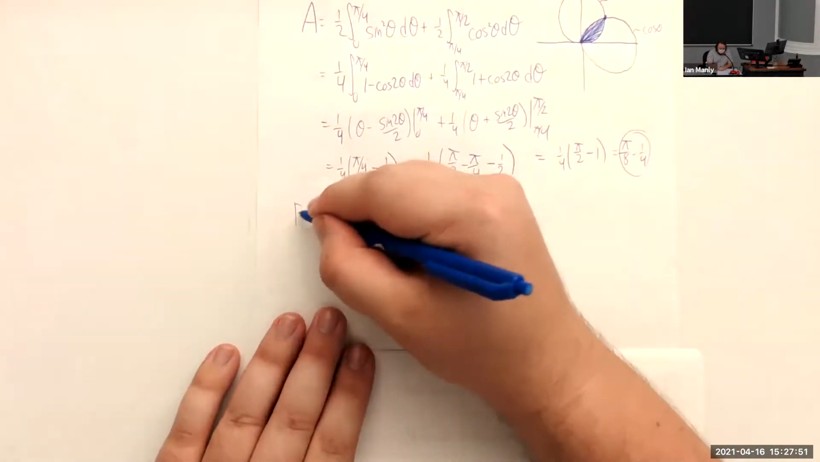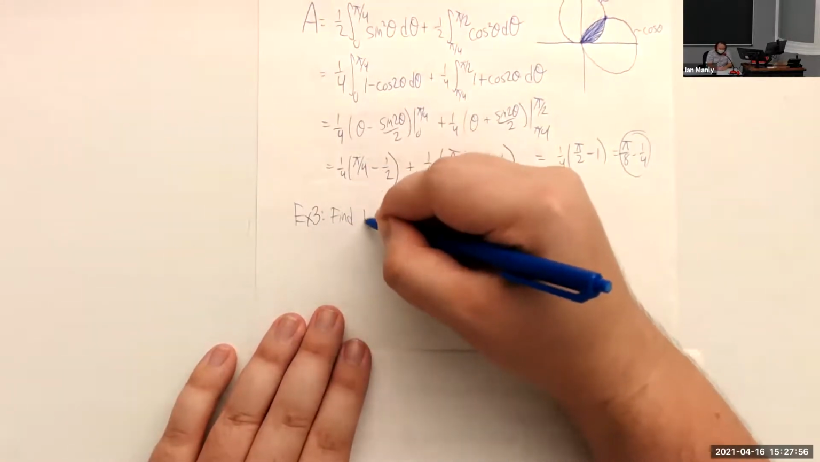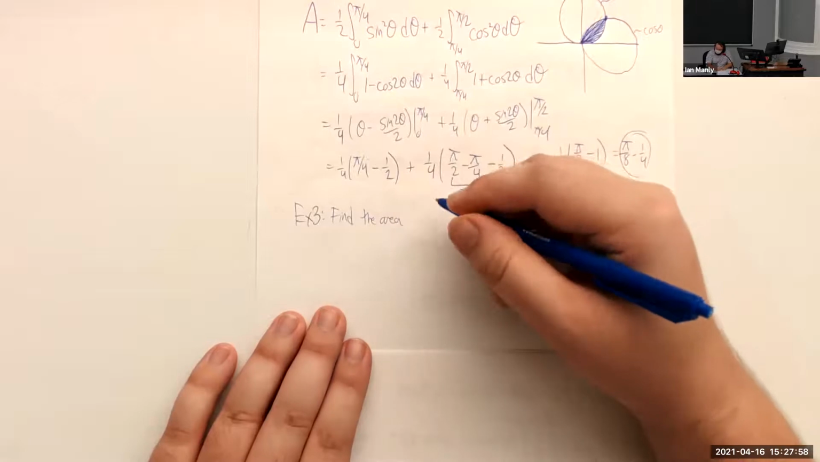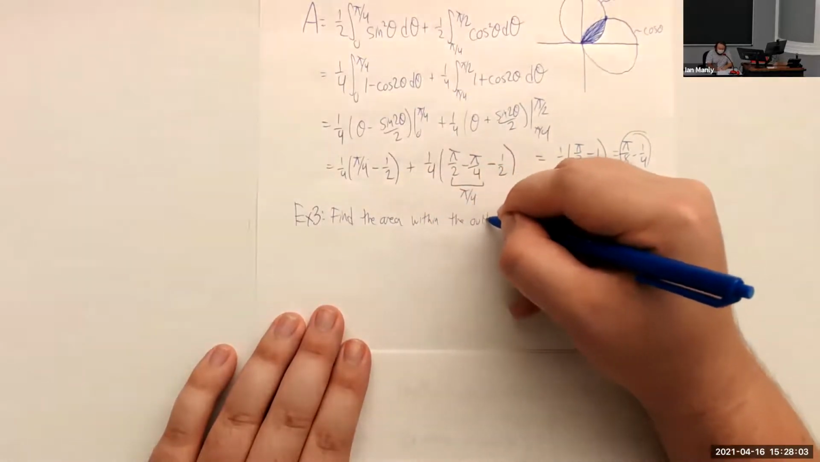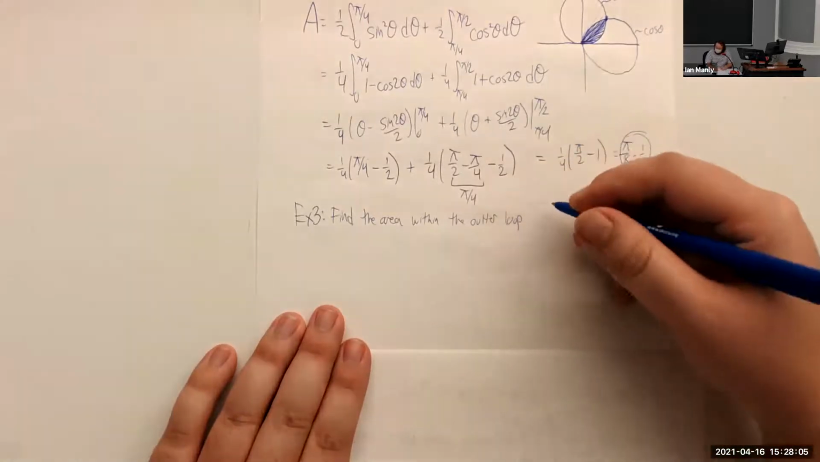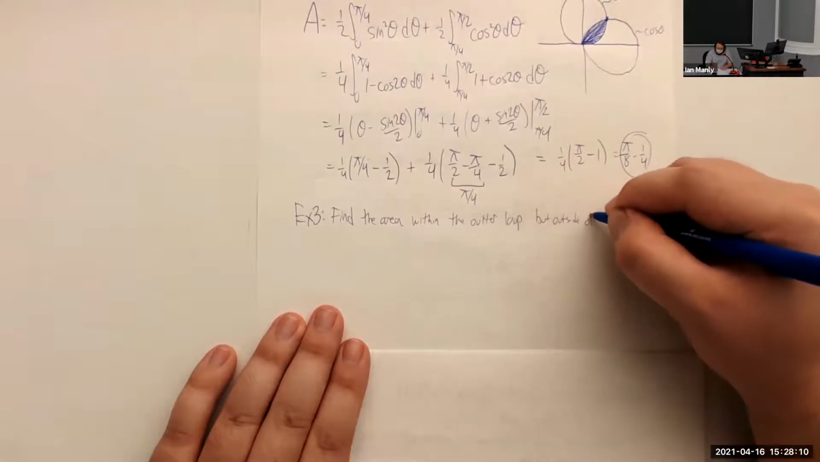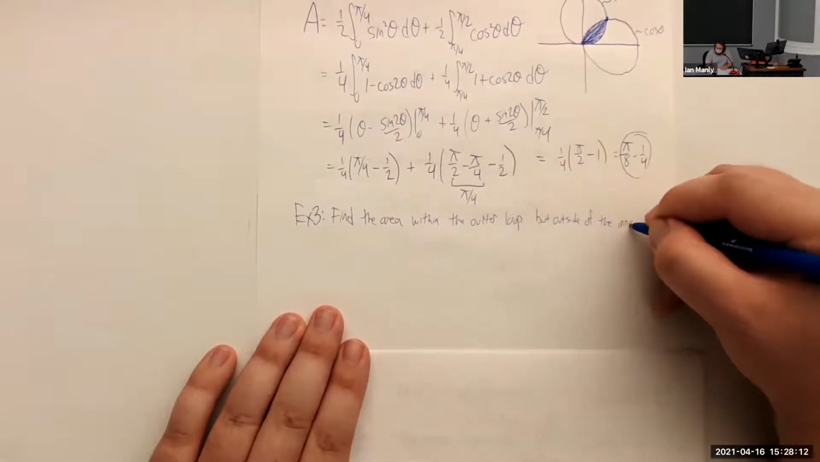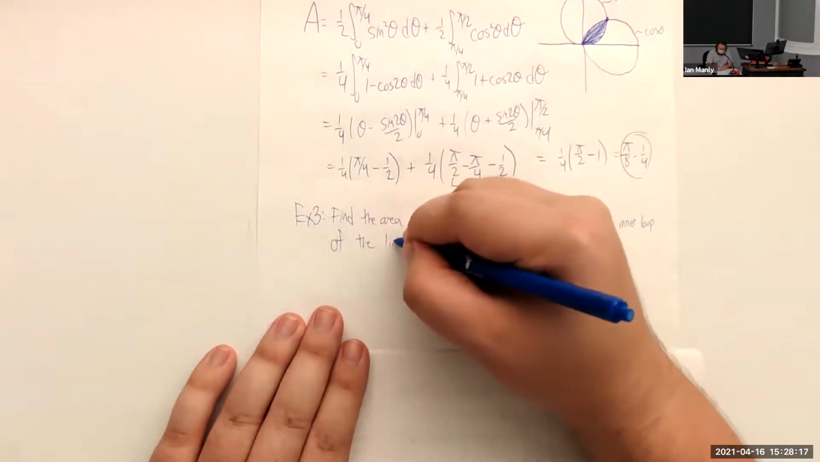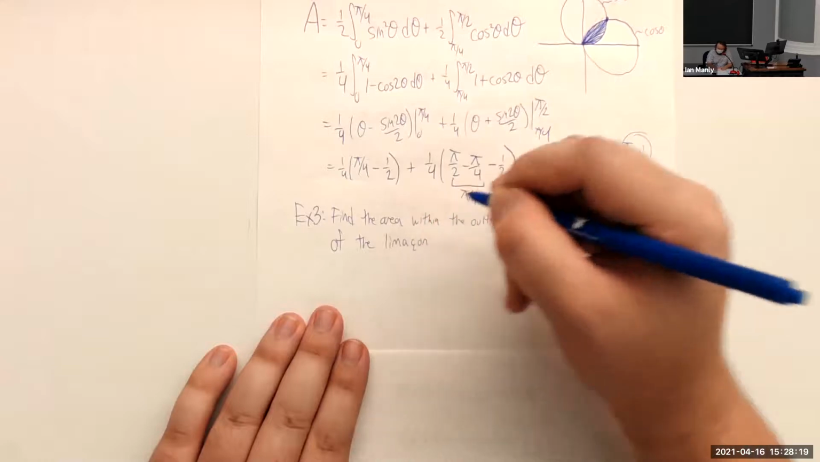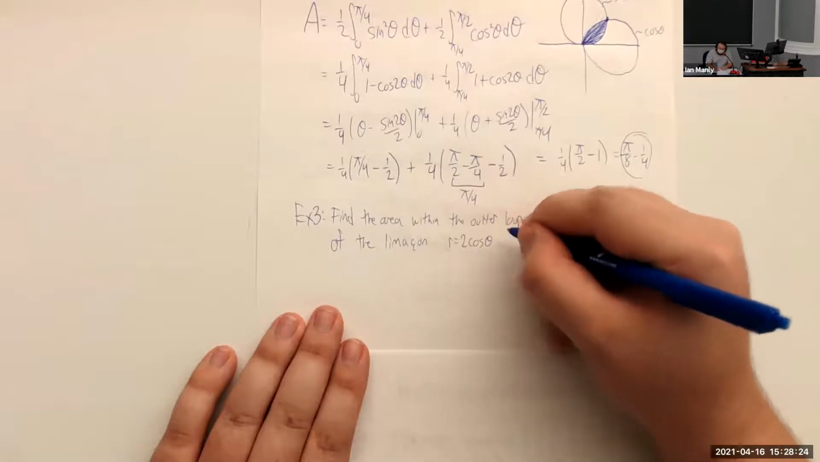All right, this example is going to be a little bit strange, and this is kind of one of the strange aspects of polar coordinates. Find the area within the outer loop, but outside of the inner loop of the limaçon r equals 2 cosine of theta minus 1.